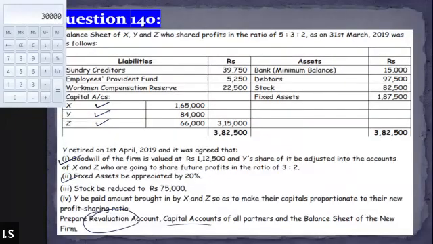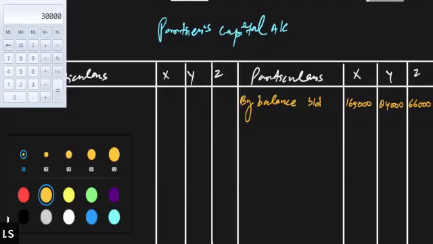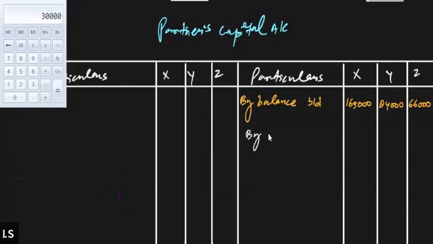Okay. Coming back to the question, let me see if any other value that we have to distribute among the partners. Yeah. On the liability side itself, we have workman compensation reserve, right? And there is no adjustment given regarding the workman compensation reserve. That means the entire workman compensation reserve remained unclaimed. If it remains unutilized or unclaimed, this reserve should be divided among the partners in the old PSR. So this time as well, we will distribute it among the partners. We will record this on the credit side as well. We'll write down by workman compensation reserve, WCR, 22,500.